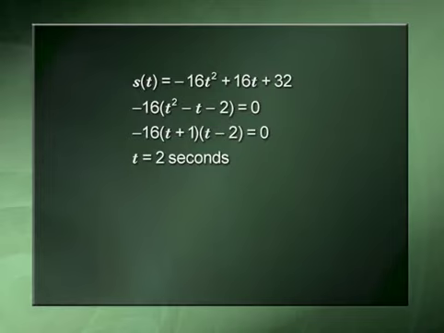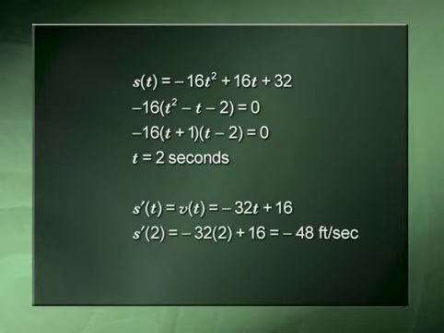So the position is 0 after 2 seconds, so that must be when I hit the water. What's my velocity when I hit the water? Plug 2 into the velocity formula, which was minus 32t plus 16. You plug 2 into that, you get minus 32 times 2 plus 16, which is minus 48 feet per second. That's a pretty large velocity in the negative direction. I'm going down.